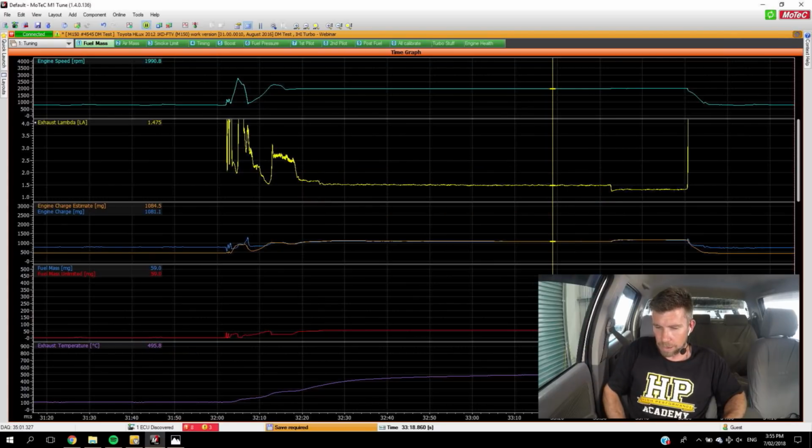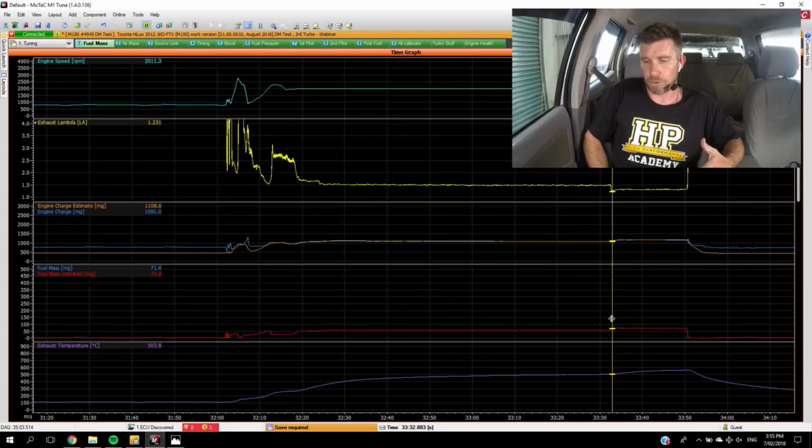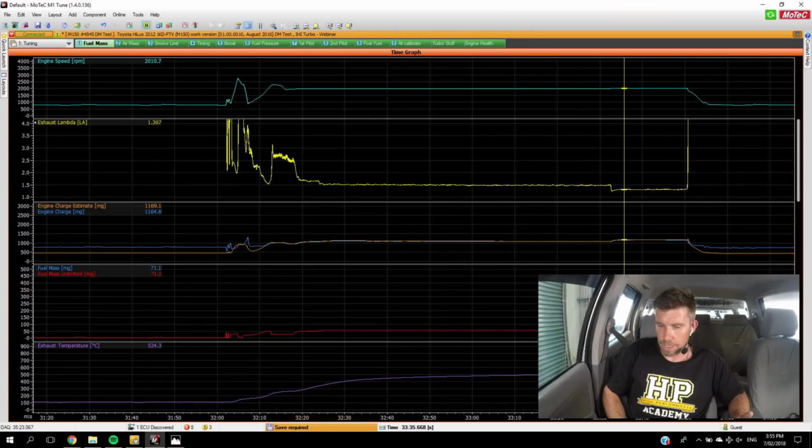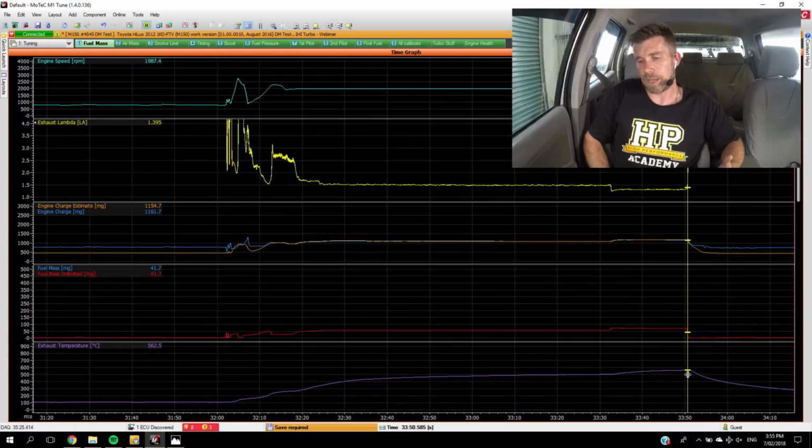At the point where I make the change to our fuel mass, we can see that indicated by a jump in our fuel mass being delivered. At exactly the same time, we see a drop in our exhaust lambda. We've gone from 1.475 down to 1.30, and what we see here is our exhaust gas temperature begins to climb. At the point where I backed off the throttle there, we hadn't quite reached equilibrium, and you can see that we've gone all the way up to 562 degrees centigrade.